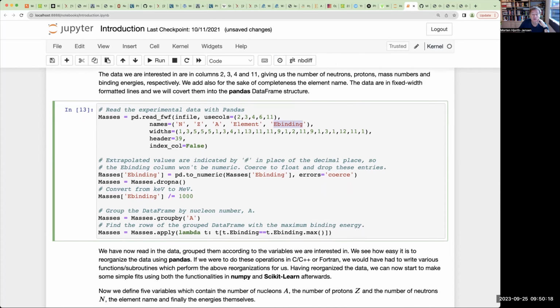And here, I'm now simply writing in the data. So I'm setting up the binding energies, and I'm converting them to numeric. I'm dropping cases where I do not have a value. And then I'm dividing the binding energy. So this picks the column number 11 in that data file and sets up the binding energy in this array. And then I'm dividing by 1,000 in order to convert from kilo electron volts to mega electron volts. And I want to group the data by A, by the number of nucleons. And I only keep the maximum values, as you can see here. So this is me setting up my data.